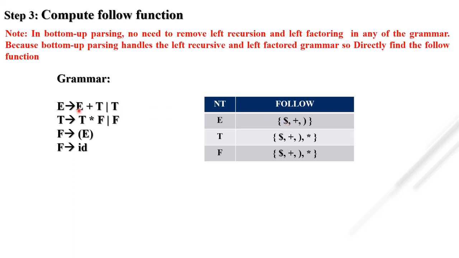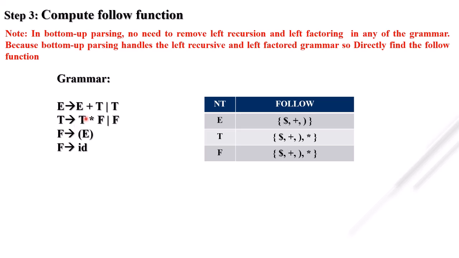And what is the follow of this capital E? We have to see the right hand side. If it is a terminal, then we write it directly. If it is a non-terminal, then we have to see the first of that non-terminal. But here it is a terminal, so I will directly write plus. Then you have to see whether any other E is there on the right hand side. Yes, here. What is the follow of capital E? Closing bracket. So I write here closing bracket. You don't have to find the follow of E dash. We only have to find the follow of E, T and F.